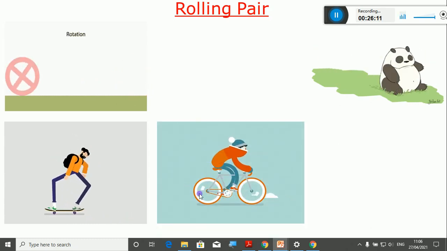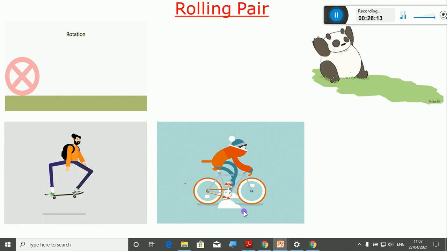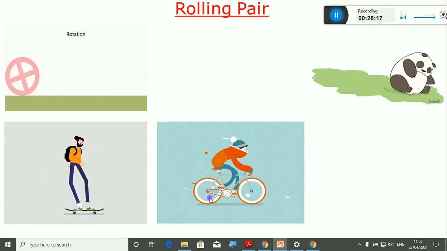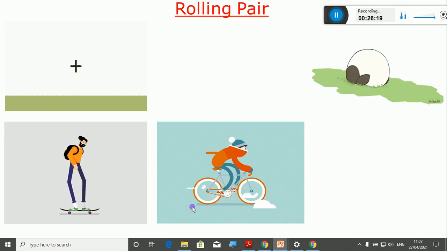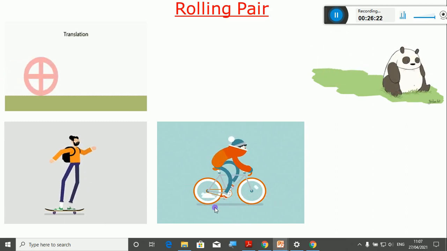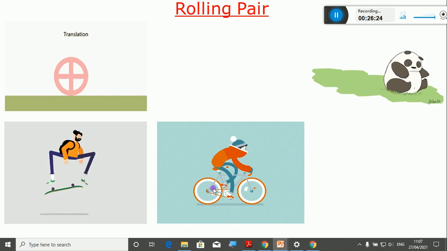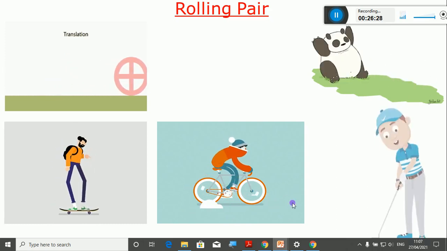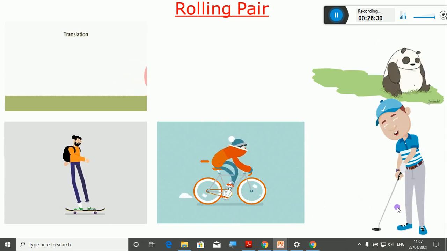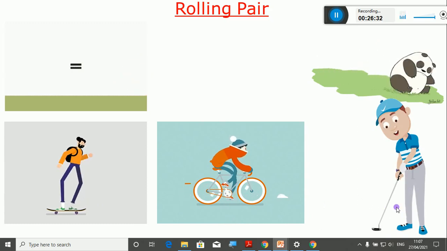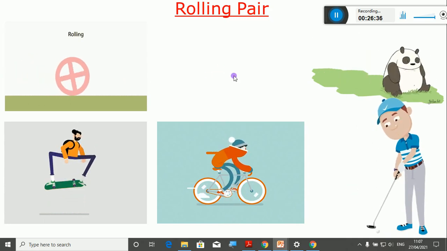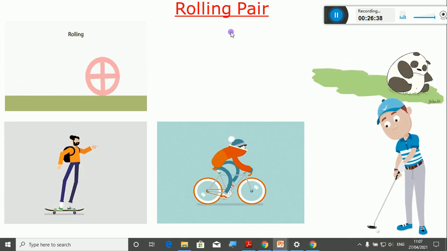Again, the bicycle wheels with respect to the earth surface. When it is with respect to the axle or the shaft, it is a turning pair. But when you consider it with respect to the earth, it is rolling as well as rotating, as well as moving in a forward direction. And consider a ball also, a golf ball or a tennis ball or a cricket ball. So it means the kind of motion is rolling.